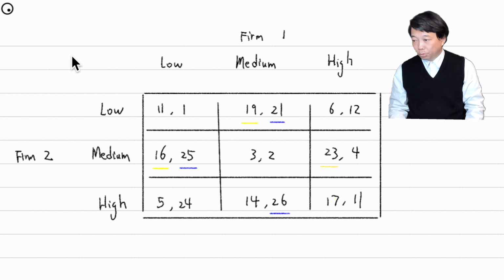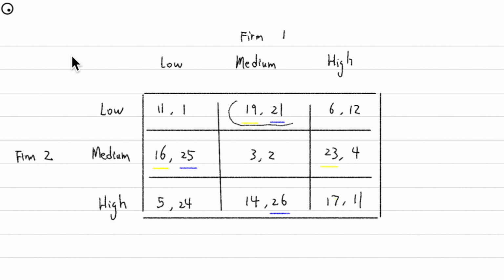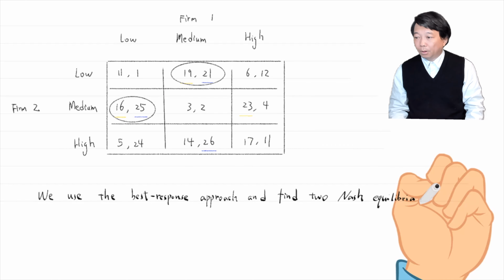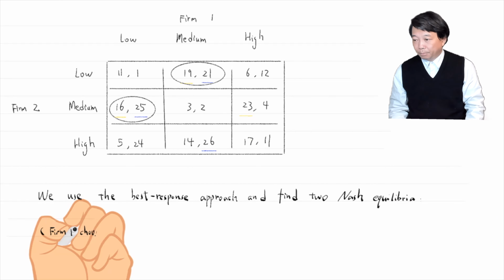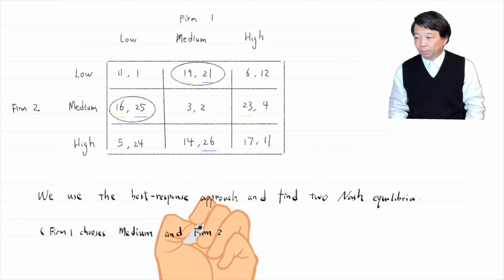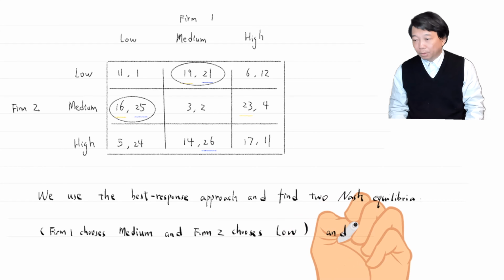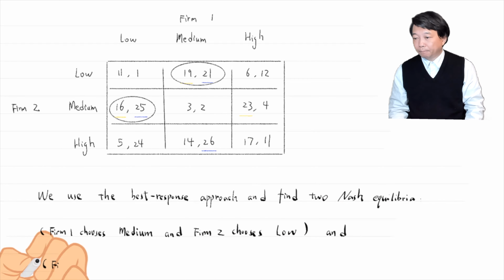We find two cells with both numbers underlined and circle them. Therefore, the two Nash equilibria are firm 1 chooses medium and firm 2 chooses low, and firm 1 chooses low and firm 2 chooses medium.